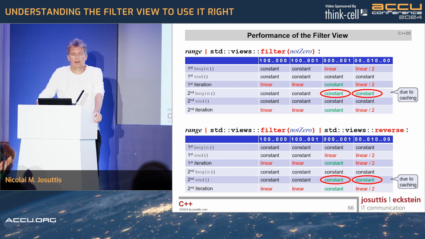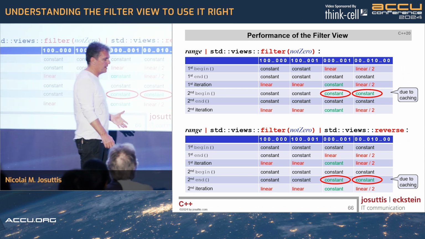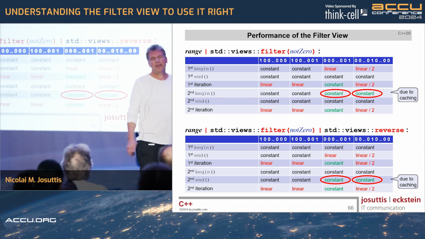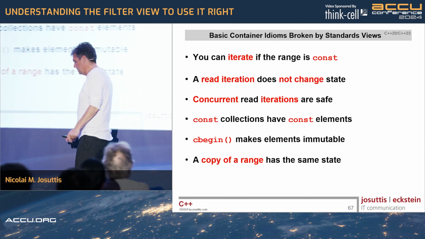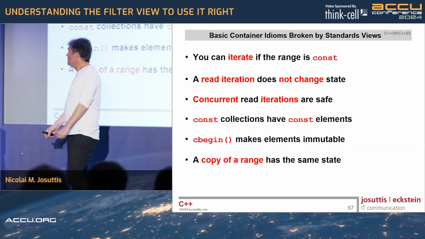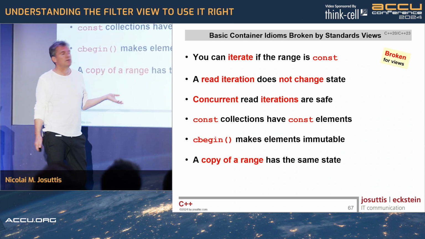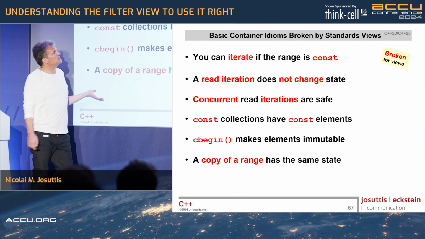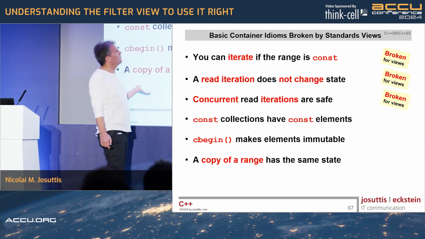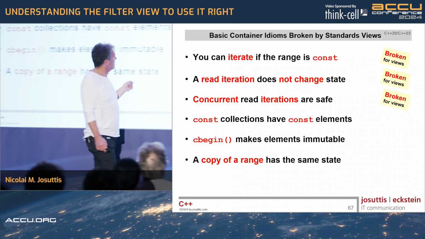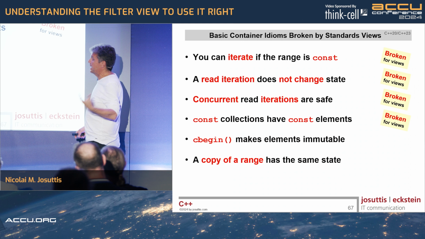Then in general, a filter view is part of the game of the views, and views in general break several well-established patterns of programming in C++. So you can iterate if the range is const, broken by a filter view. Any read iteration does not change state, broken. Concurrent read iterations are safe, broken. Const collections have const elements, broken. Well, not always, sometimes, which is not better.